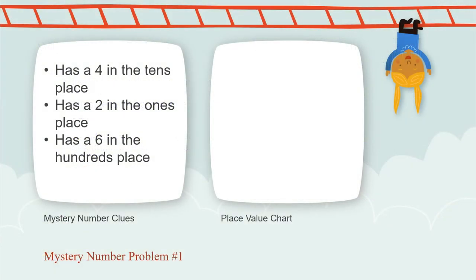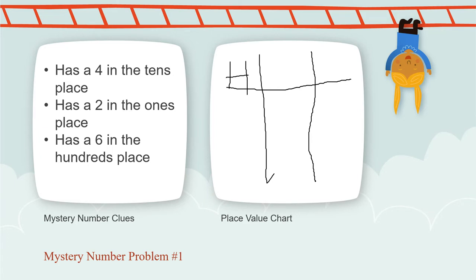We are playing a mystery number game. So let's look at problem number 1. The first thing we need to do is draw a place value chart. To draw a place value chart, I need to draw 3 columns, just like this. And we are going to label it hundreds, tens, and ones. O stands for ones, T stands for tens, H stands for hundreds. Let's look at our clues.